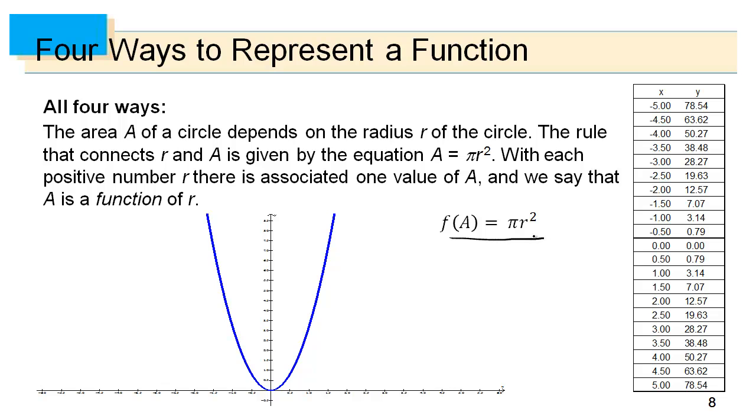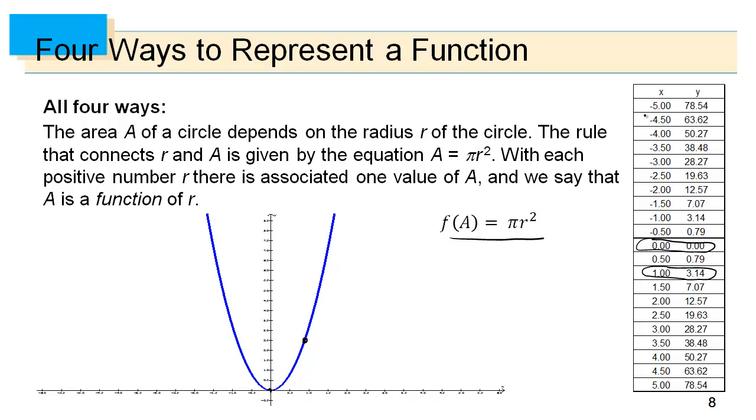Now you might be thinking, wait a minute, this isn't a circle. Remember, we're not graphing the circle. We're graphing the function of the area of a circle. If a circle has radius of 0, its area is 0, and that gives us this point here. But if a circle has radius of 1, then its area is going to be pi times 1 squared, or just pi, and there's 3.14, which is going to be right about there.